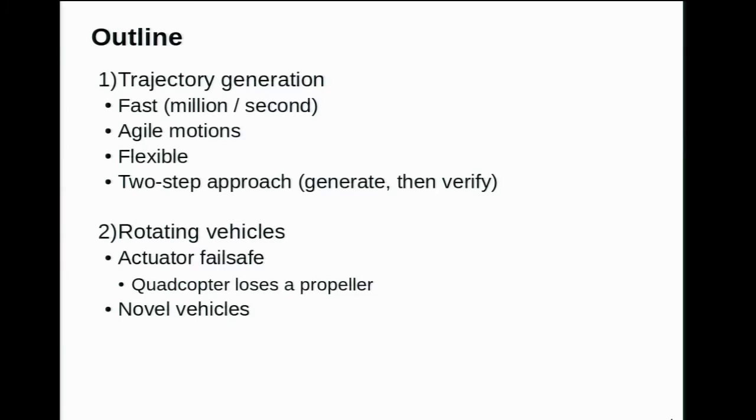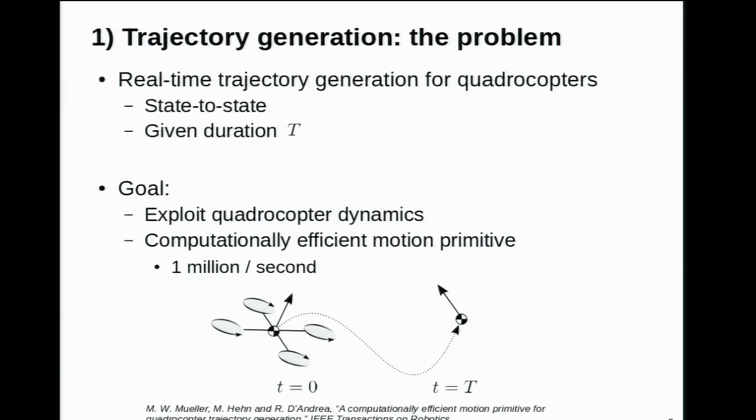So first, I want to talk about this trajectory generation algorithm. The goal is to generate fast trajectories, fast both in the sense of the motion that we can achieve and in the time that it takes us to compute these trajectories. So the problem is to move a vehicle from some initial state to a final state in a given amount of time. These states include the position, the velocity, and the orientation of the vehicle. And the goal is really to exploit the dynamics to make these fast trajectories.